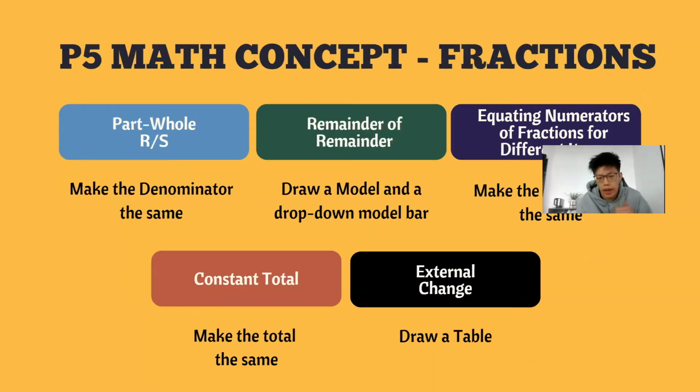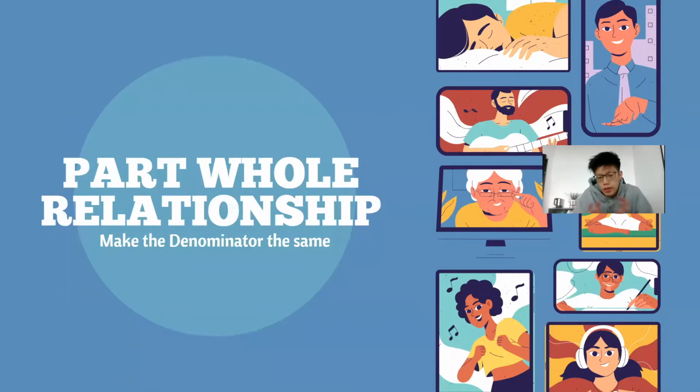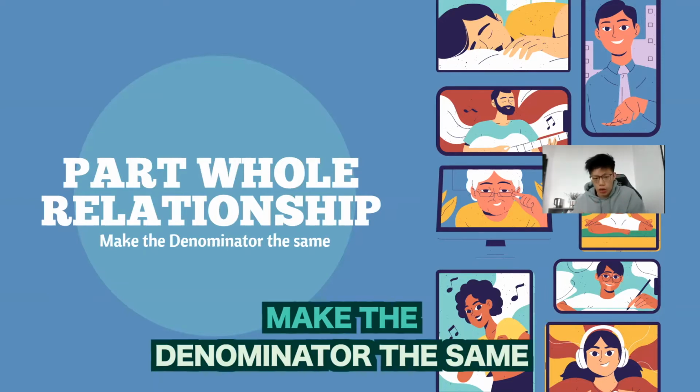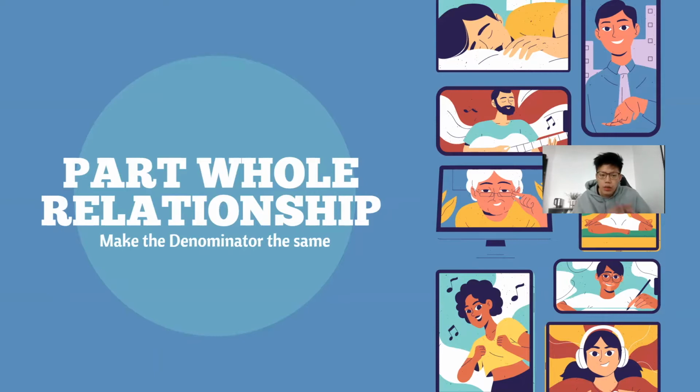Okay, so there are a total of 5 concepts, but in this video I will just be touching on part-whole relationship. As you can see over here, this is what we call part-whole relationship, and you can see that one-liner there, right? And that is the strategy that we are going to use, and this is something that you will hear very often in this video. It is to make the denominator the same. What do I mean? Whenever we identify a part-whole relationship question, we have to make the denominator the same. So that is the approach.